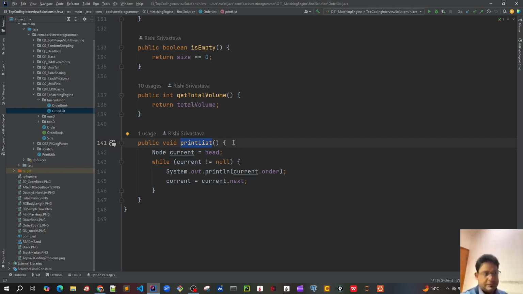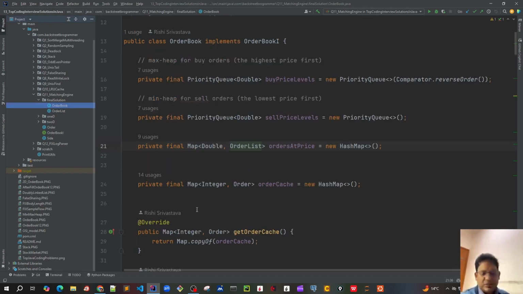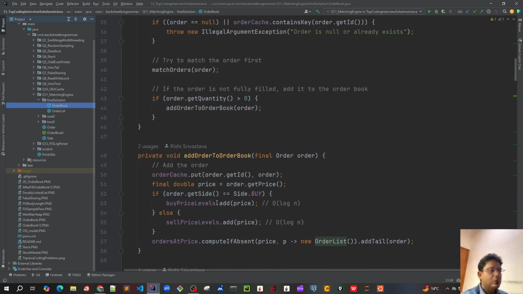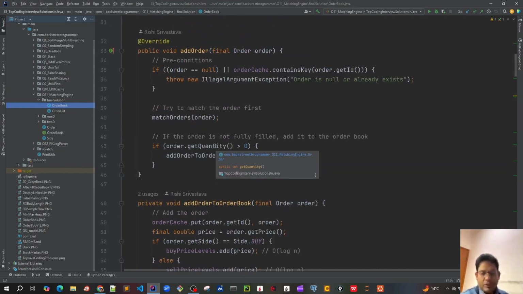So guys, this was the discussion about our basic data structure design, that is how we are going to build our final implementation. In the next video, we'll go through the addition of an order: whenever we receive an order, what are the conditions on which we match it, and if there's any unmatched quantity, how we add it back to the order book. So let's discuss all this in the next video.